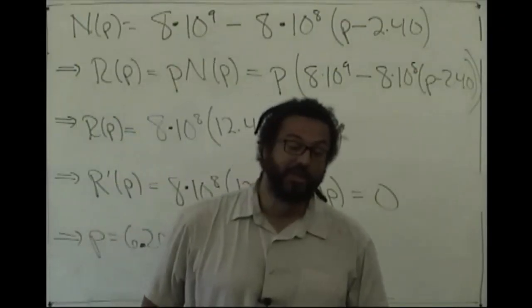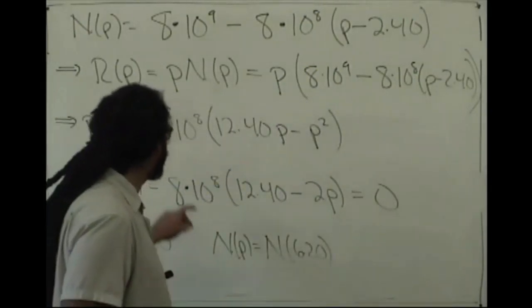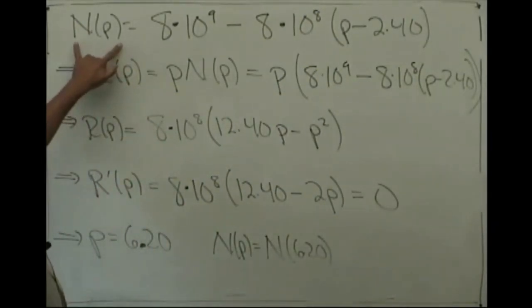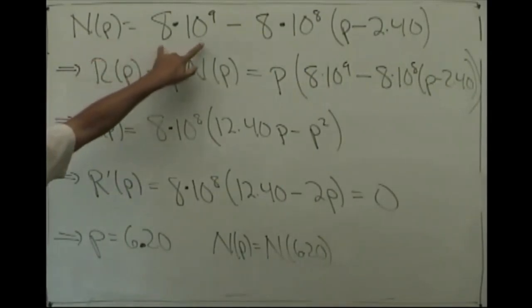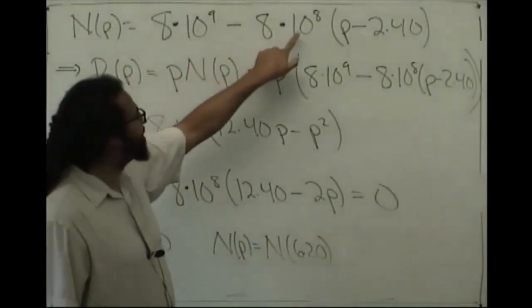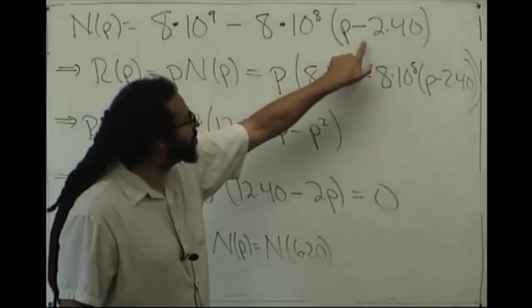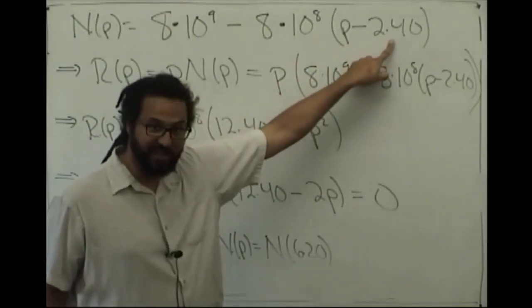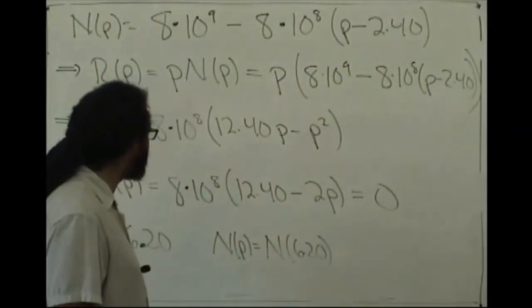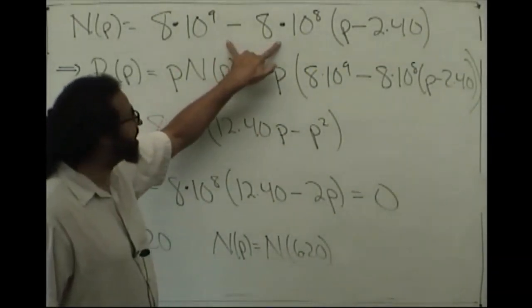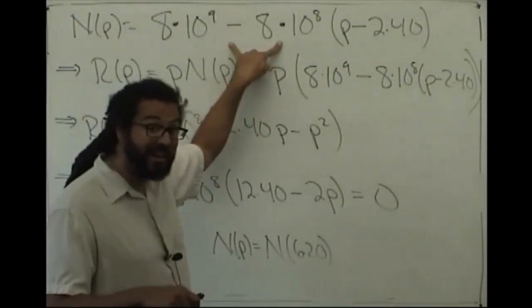Okay, now finally we can go ahead and finish the problem. So remember our demand function, the number of bushels that we will sell as a function of the price P that we charge. That's 8 billion minus 8 times 10 to the 8th times the quantity P minus 2.40. So this is the linear function that we found on the last slide.